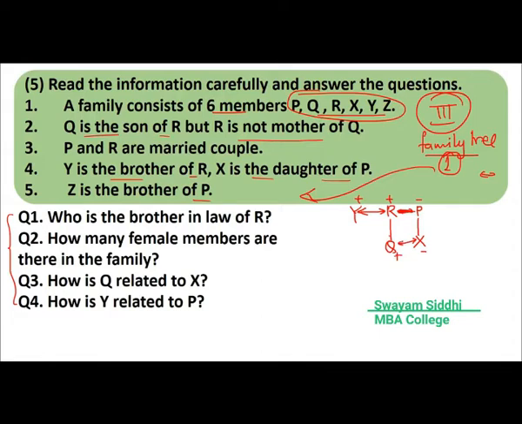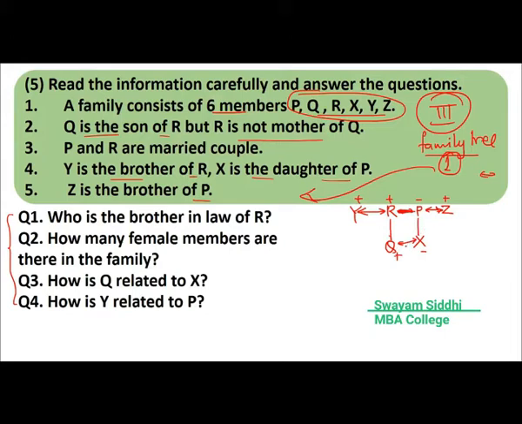Z is brother of P. Z is brother, that means male, of P. Siblings, correct? So double arrows would be there, right? Dash for husband wife or married couple, double arrows for siblings, okay? And next generation is always written on the next line, right? Now let us see what have they given.